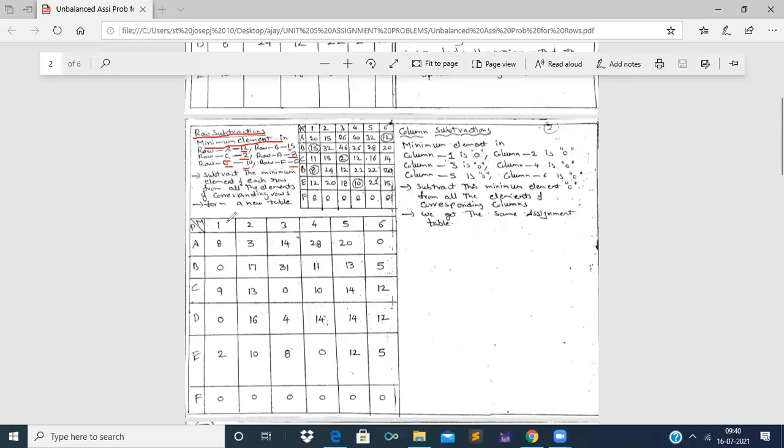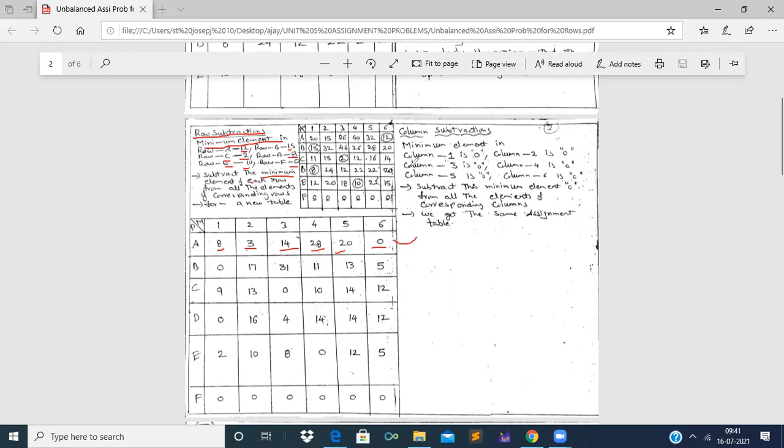So what we have to do? Subtract this minimum element of each row from all the elements of the corresponding row and form a new table. That is, we have to subtract this 12 from all the elements of the first row. Then what do we get? 20 minus 12 is 8. Next, 15 minus 12 is 3. Next element is 26. 26 minus 12 is 14. Next, 40 minus 12 is 28. Next, 32 minus 12 is 20. And 12 minus 12 is 0. Therefore, first row subtraction is finished.